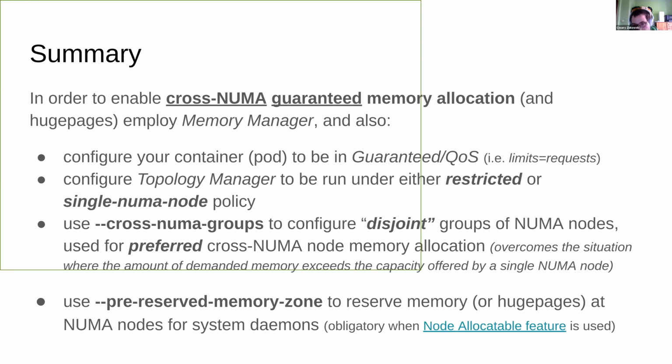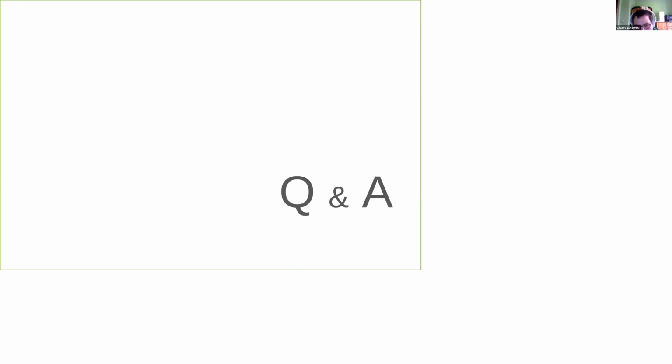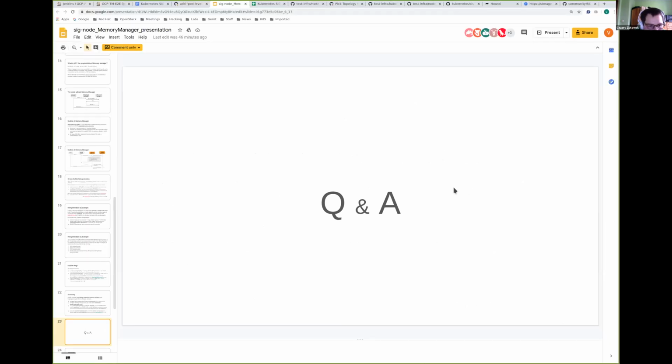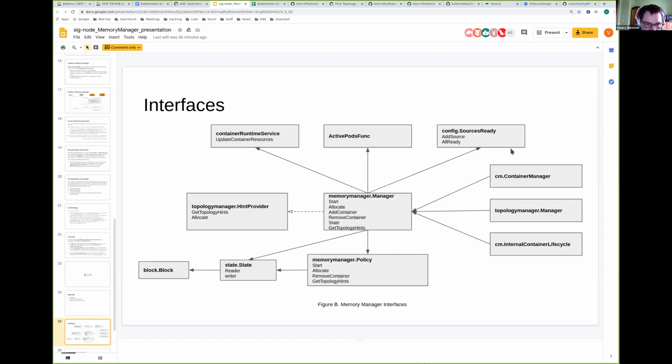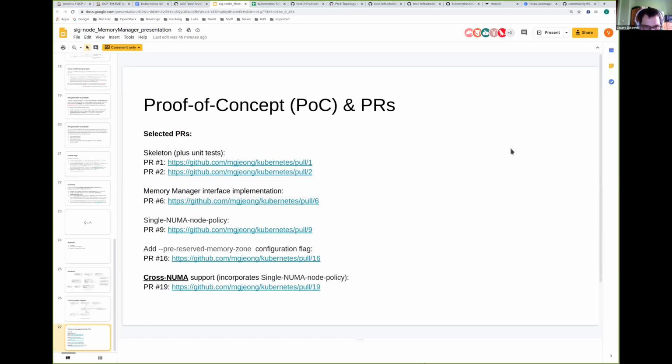So if there are any questions, could we show just briefly the appendix? It just contains some notes on interfaces, communication diagram, and proof of concept. If you could go to the proof of concept slide, just because it contains references to the actual up-to-date repository where the memory manager has been developed. So if anybody is interested in seeing how it's implemented, just.